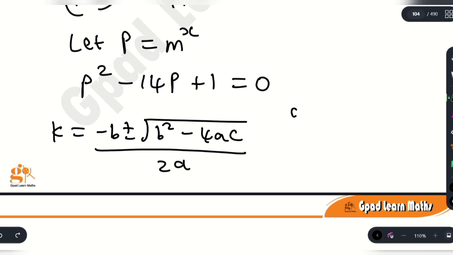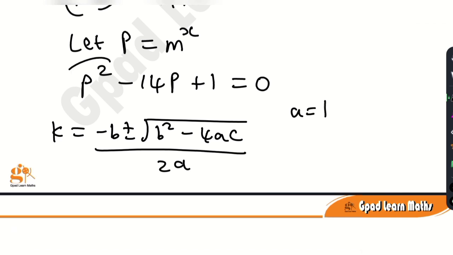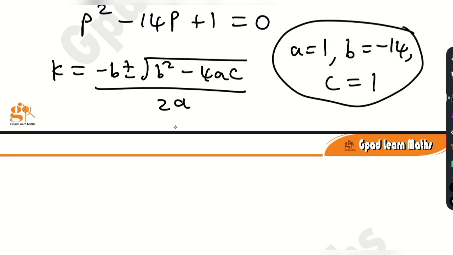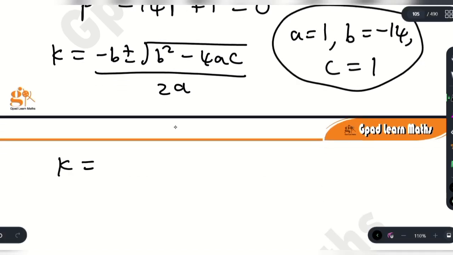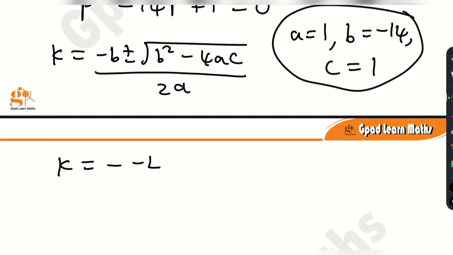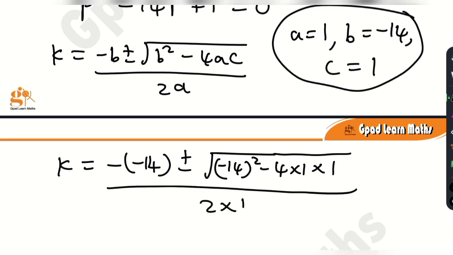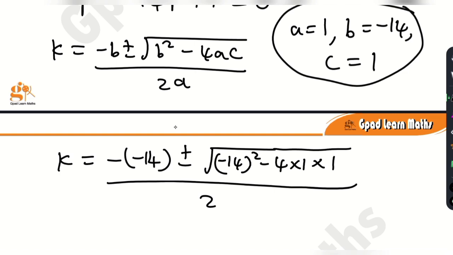Now, if you compare this with the general form of a quadratic equation, you will have that a is 1, which is the coefficient of the leading term, b is negative 14 and c is plus 1. So let's plug all of these values into the equation. So I have that k is equal to minus b, which is negative 14, and then plus or minus the square root of negative 14 raised to 2 minus 4 times a is 1 and c is also 1, all divided by 2a. 2 times 1 is also 2. I can as well just write only 2.